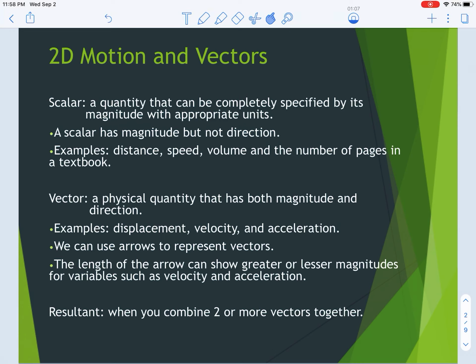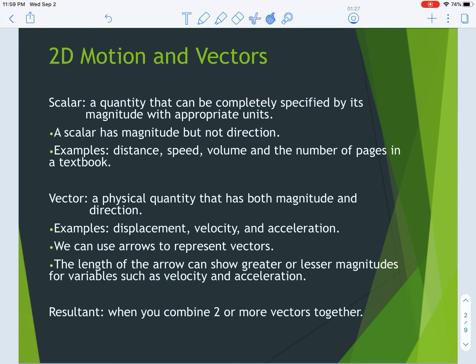So in this class, we've already talked about time, distance, speed. Those values are always going to be expressed as positive because the direction is not indicated with a positive or negative. Things like volume and the number of pages in a textbook, those would all be considered scalar quantities.